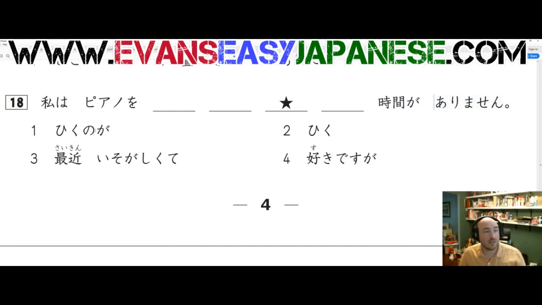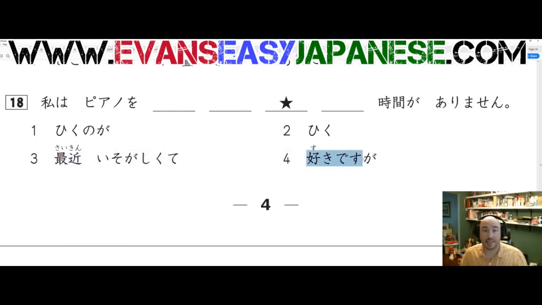Okay, so we have hiku no ga. Since we're talking about piano, hiku does mean to pull, but I'm pretty sure these hikus, number 1 hiku no ga, number 2 hiku, are probably the piano-play hikus. For stringed instruments, the verb is hiku, to play them. Number 3, saikin isogashikute. So notice we have a te form, and this means recently being busy, something happens.